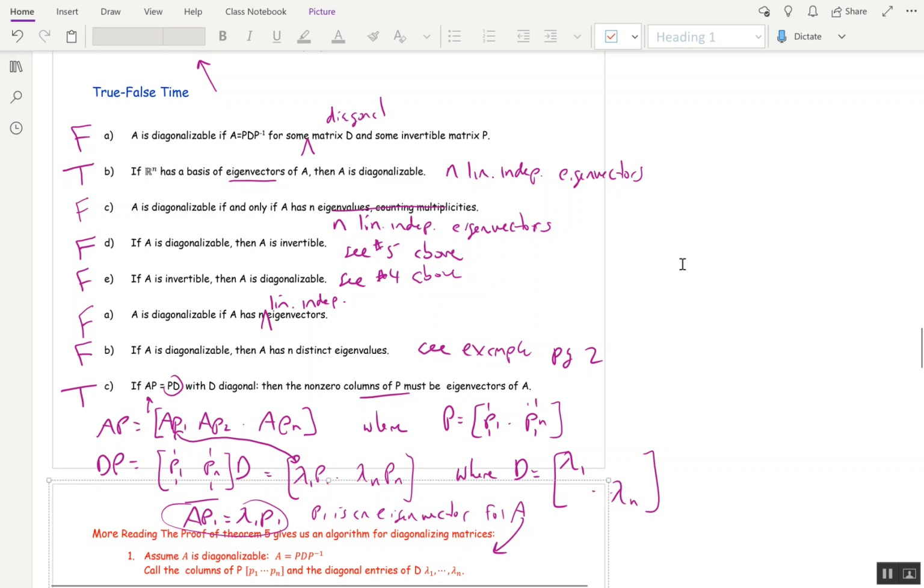That's going to finish off this chapter. We're only doing 3 sections of chapter 5, but we will continue with diagonalization in chapter 6.